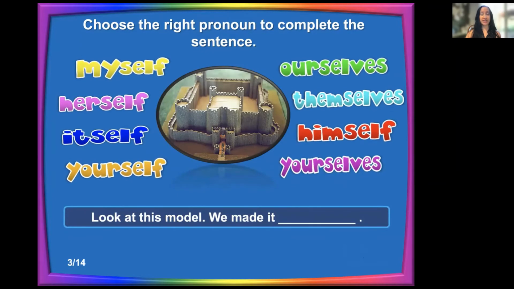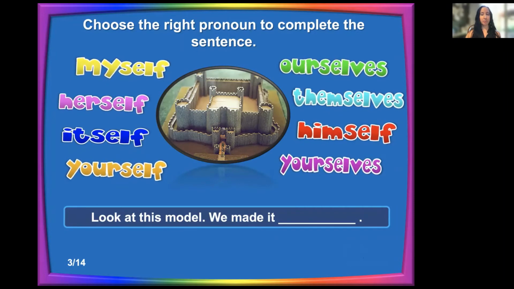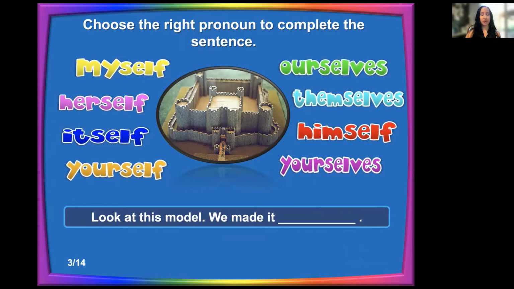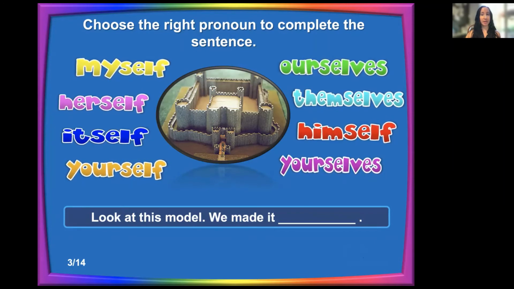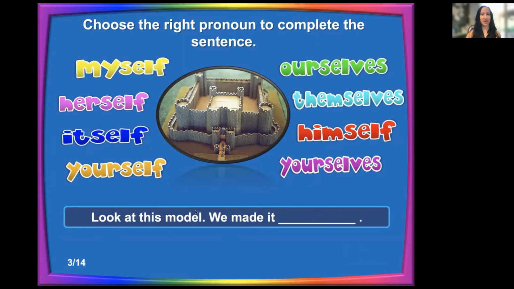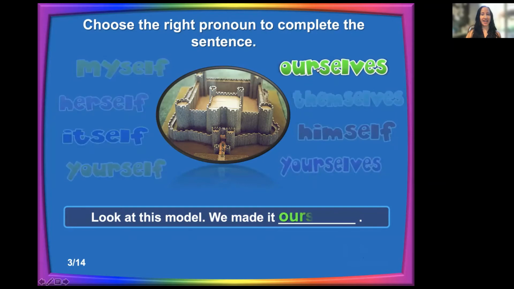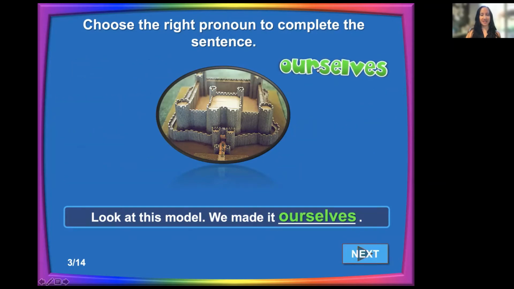Okay, let's read this together. Look at this model. We made it. Where's the pronoun? We. What should it be? Should it be singular reflexive pronoun, or should it be plural? We, themselves, yourselves, or ourselves? Trying to help you here. Ourselves. Great job. Fantastic.